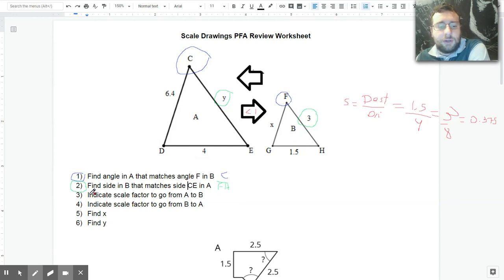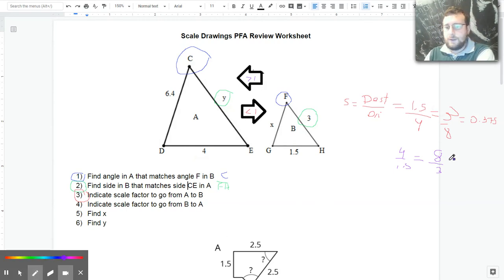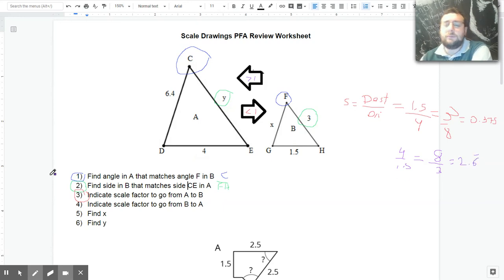Now, the next question, this is number 3. The next question asks me to go the other way and figure out the scale factor when it's going from B to A. The first thing I realize, a number bigger than 1 would be reasonable. Now, all I have to do is destination divided by origin, and it's going to be 4 divided by 1.5 this time, which of course is the inverse of what I had before. So it should be 8/3, which is the same as 2.6 with the 6 repeating. All right? So then we got that.